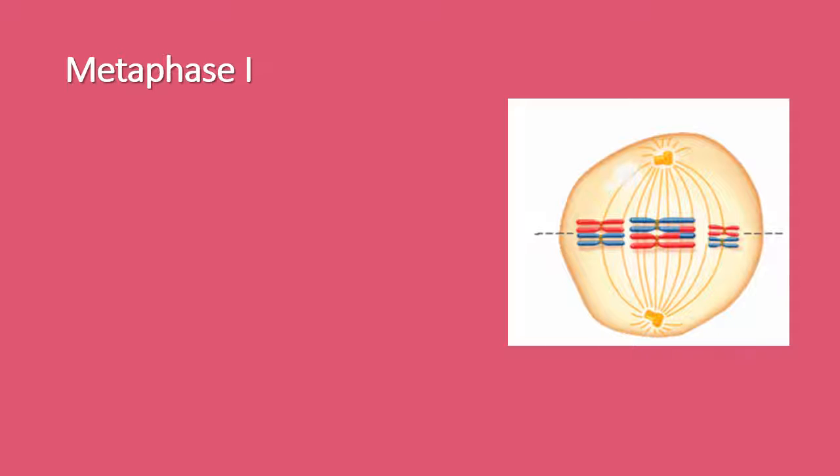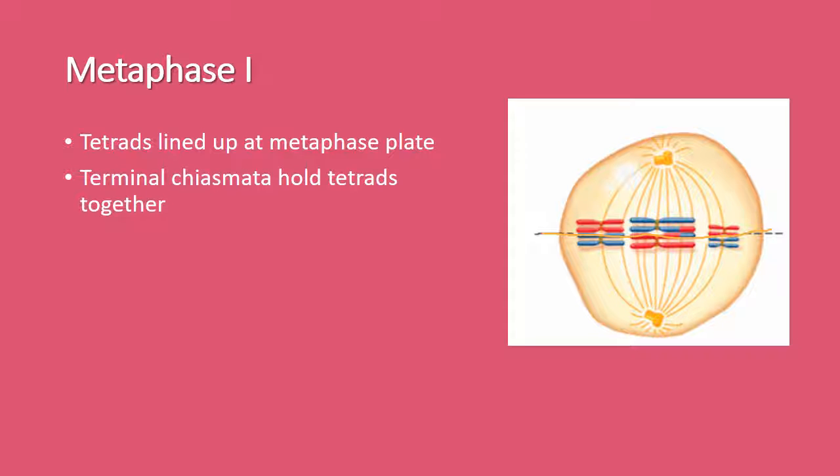Okay, so during metaphase 1, that is where the chromosomes are now lined up along this equatorial plate. And the way that they line up is completely random. So here you see, I'm not sure which is which, but we'll say the red's paternal and the blue is maternal. So you've got a paternal one on this side, a maternal one, and another paternal one on this side. You've got 2 maternal and 1 paternal. And then you can see here where they've exchanged genetic information. So that's all random. The terminal chiasmata are still holding those tetrads together.